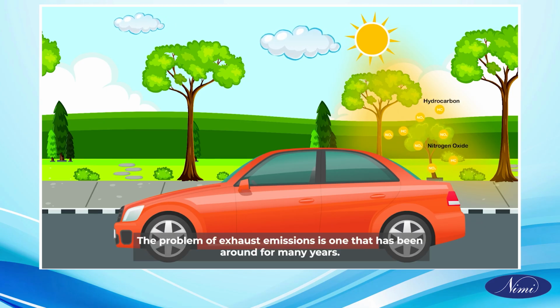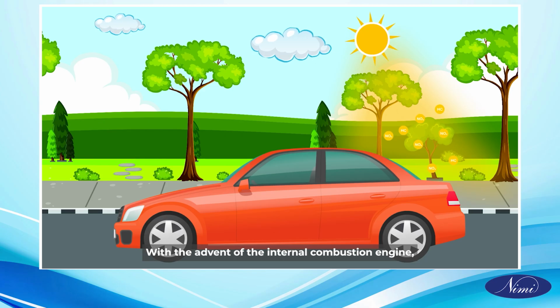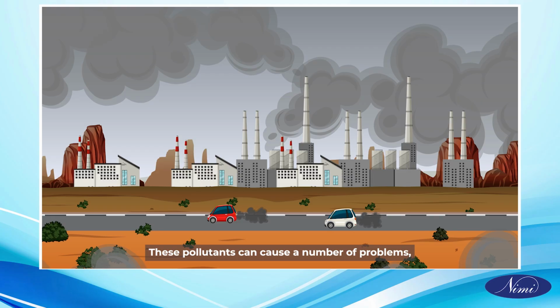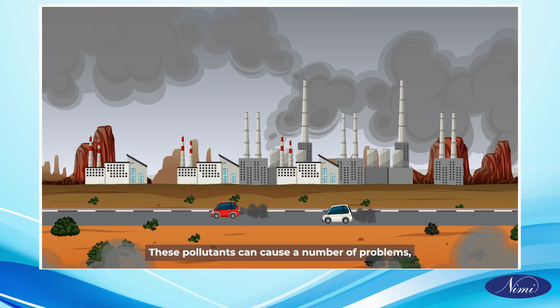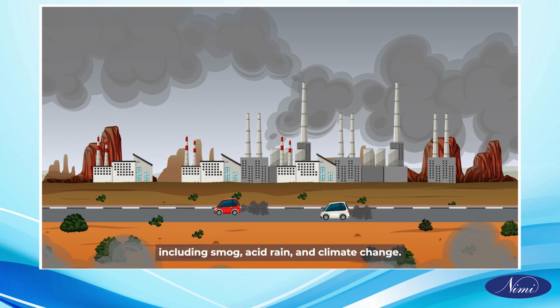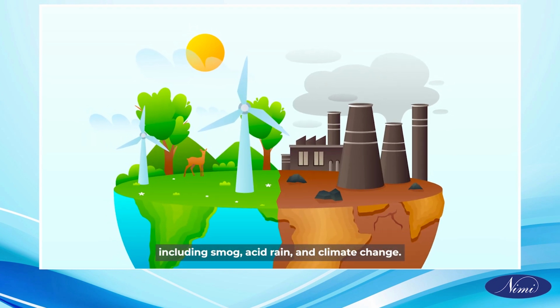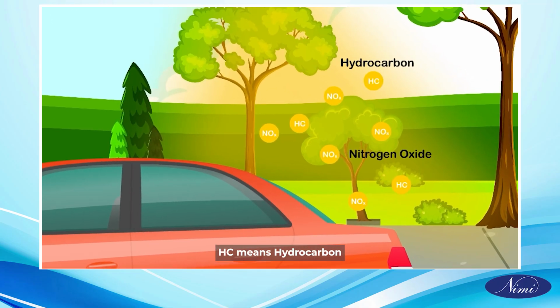The problem of exhaust emissions is one that has been around for many years. With the advent of the internal combustion engine, vehicles have been emitting harmful pollutants into the atmosphere. These pollutants can cause a number of problems, including smog, acid rain, and climate change. HC means hydrocarbon. NOx means nitrogen oxide.